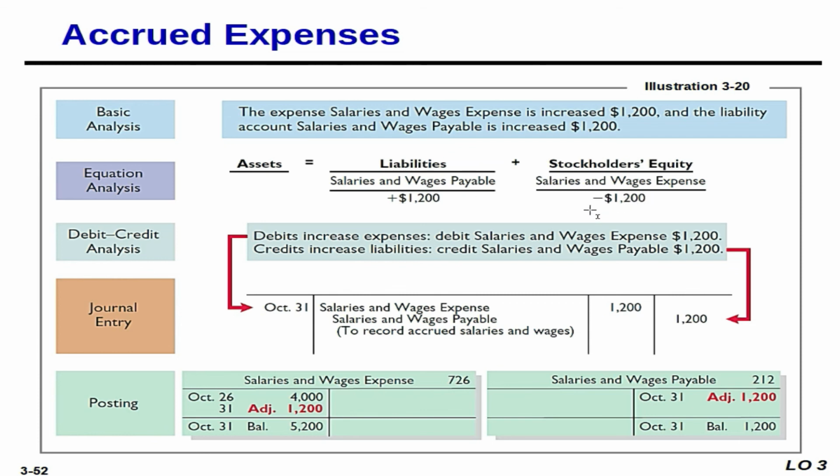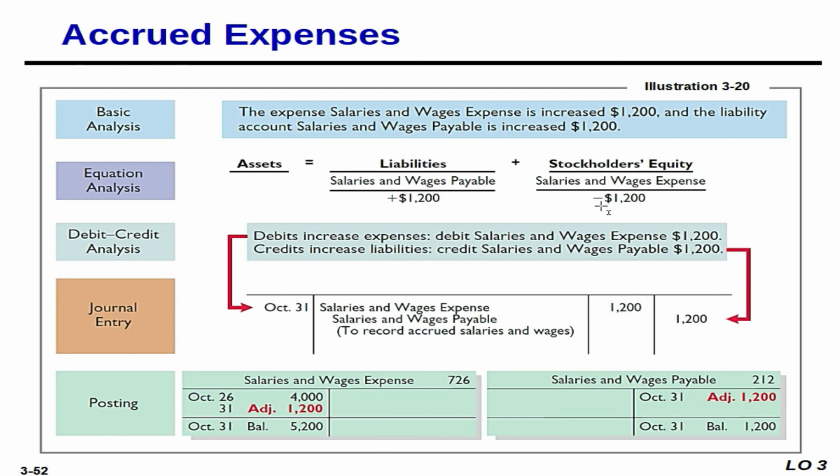Again, don't be confused by the minus sign next to the 1200 under stockholders' equity. This is for the totality, okay? So this salaries and wages expense is going to be subtracted from stockholders' equity. That's why they show it as a negative here, just to keep the accounting equation, the main elements, in balance. Liabilities increased, stockholders' equity decreased. It's a wash, right? But normally I would like to see this as a plus, right?